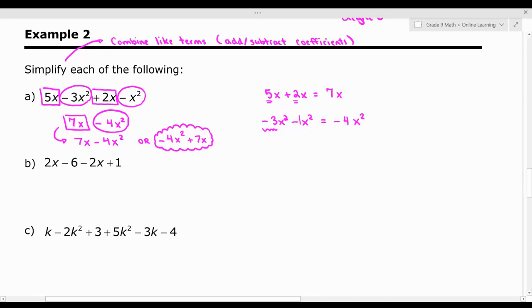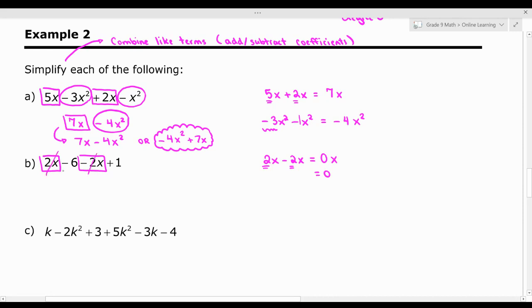Okay, question B. So again, work left to right. So I have 2x here. I have a minus 2x here. So maybe on the side, 2x minus 2x is going to give me, okay, the x can't disappear, it's got to stay. Then I go 2 minus 2. Well, that actually gives me 0. Well, 0 times anything is just 0. So kind of neat. These actually cancel each other out.